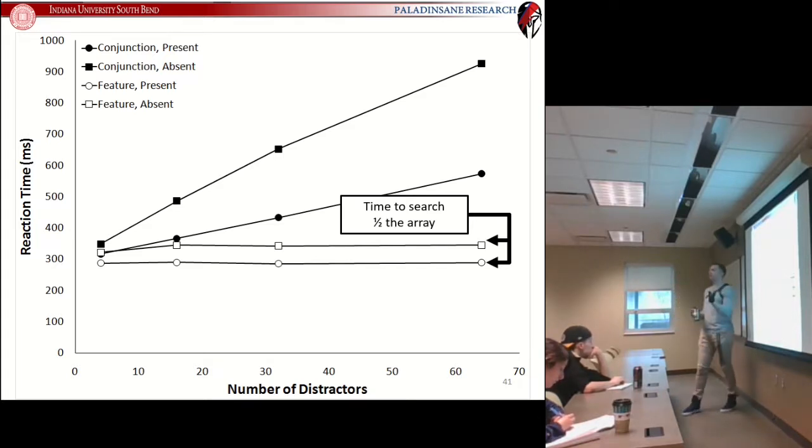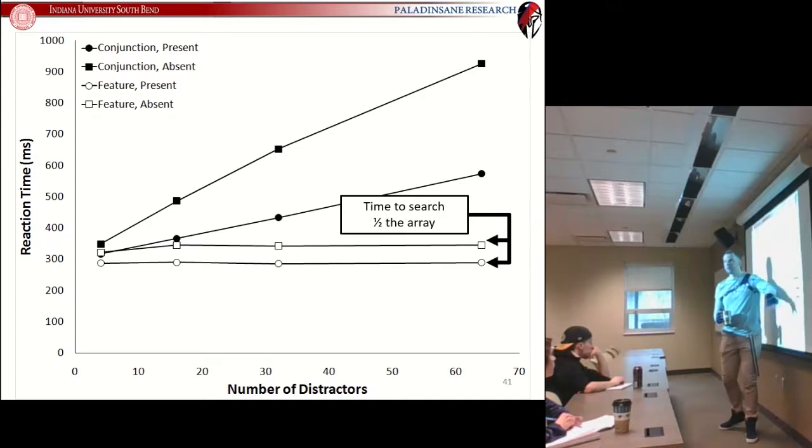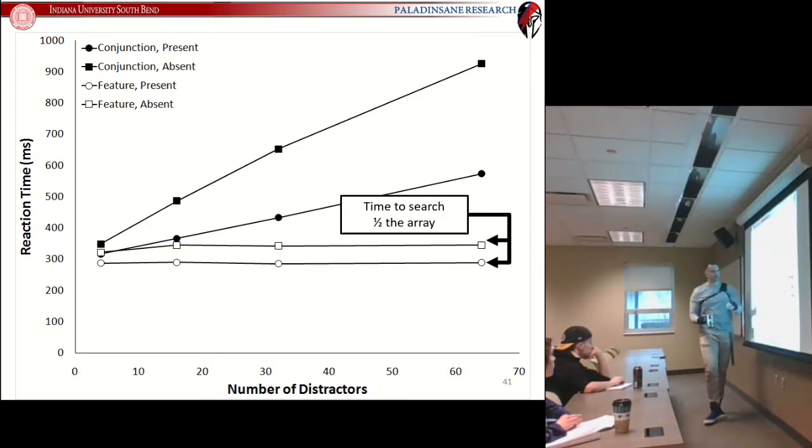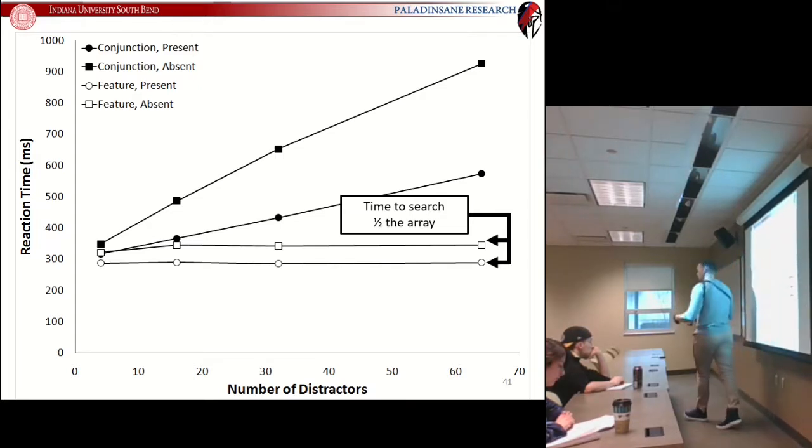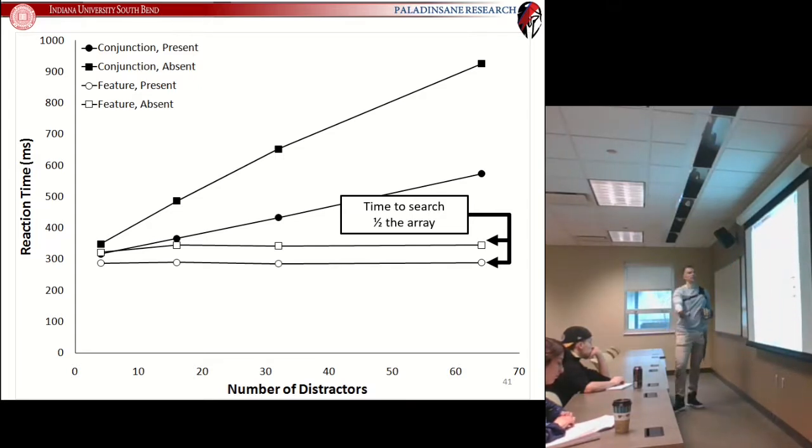So very clearly, two different strategies are being used here. Very clearly, two different types of processing are going on. One in the feature search, where it doesn't matter how many distractors you have, you stay equally fast. Another one in the conjunctive search, where as your distractors increase, it takes you more and more and more time to find that target. All right, any questions on the data so far?